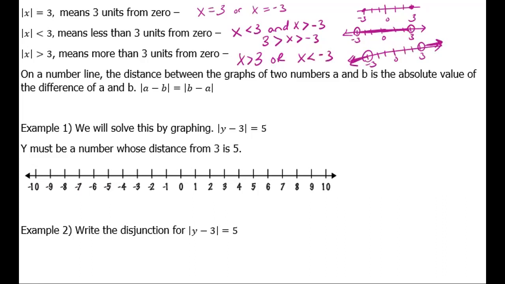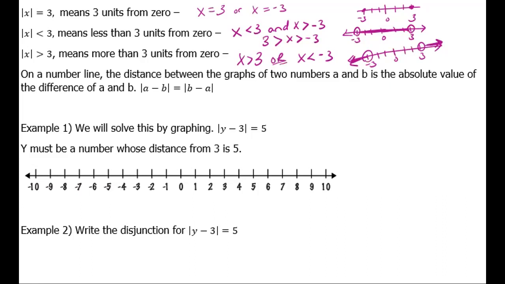So what does that mean when we start looking at these absolute values? If it's a less than, it's going to be an and. It's going to be a conjunction statement. You're going to have all the distance in between. If it's a greater than symbol, then it's going to be a disjunction. It's going to be an or. You're going to go in both directions, opposite directions.